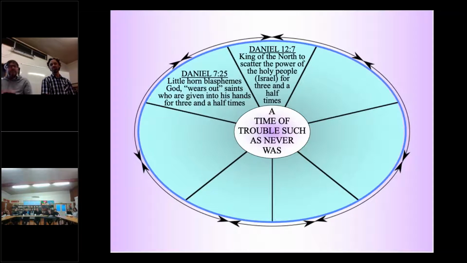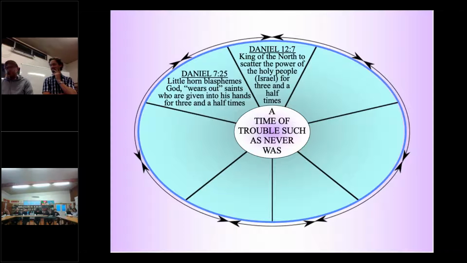So Daniel chapter 7, verse 25, it talks about the certain big-mouthed horn that comes out, and he speaks against the Most High, and he's going to wear out the saints of the Most High and think to change times and seasons, and he's going to be allowed to do this. It's going to be given into his hand for a time, times, and half a time.